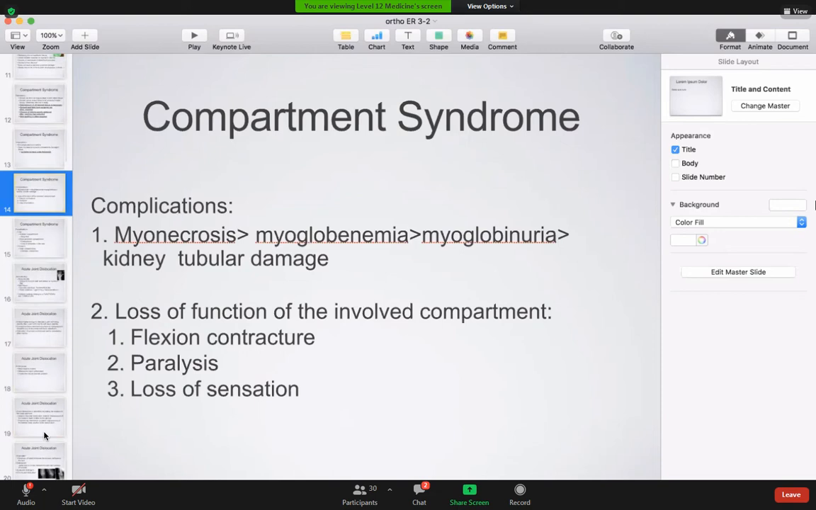So complications of compartment syndrome, you would have myonecrosis. This myonecrosis will go to the circulation and also through the renal system and cause kidney tubular damage. Loss of function of the involved compartment will cause flexion contractures, paralysis, loss of sensation. So this is very important to keep in mind.